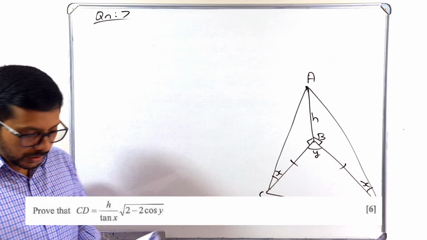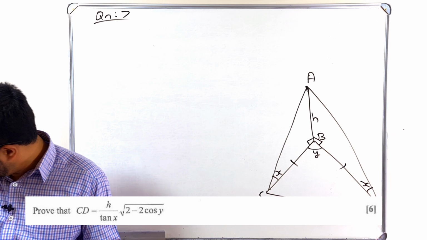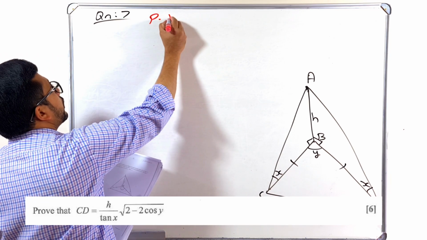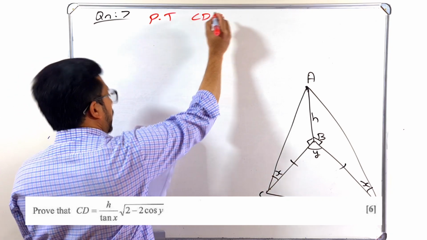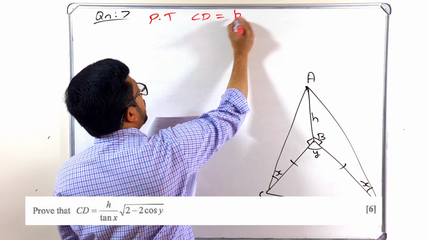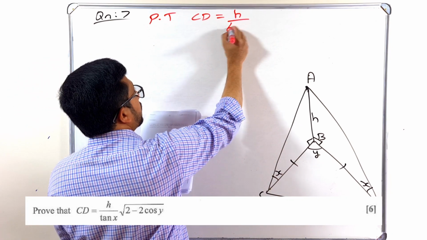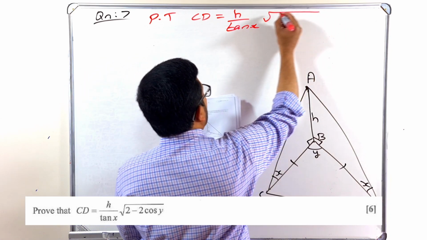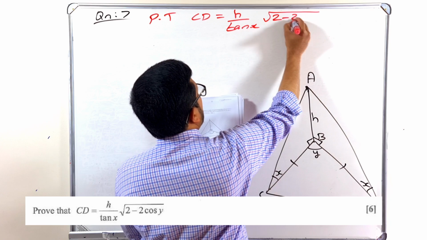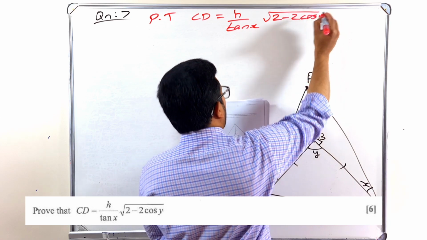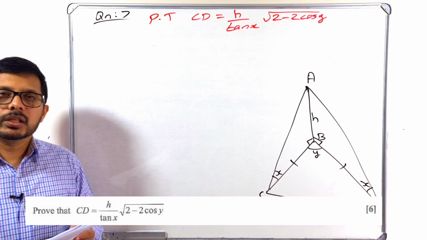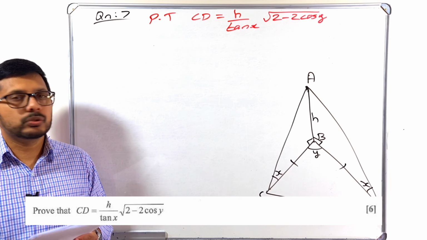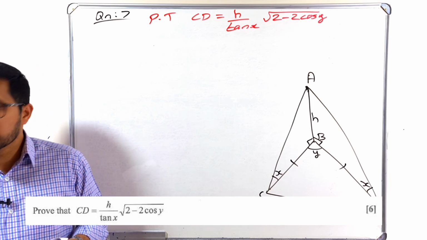Now what is the question? Prove that CD is equal to, what do you want to prove? The question is, prove that CD is equal to H divided by tan X into root of 2 minus 2 cos y. So CD is equal to H divided by tan X into root of 2 minus 2 cos y. Okay, that is what we want to prove.